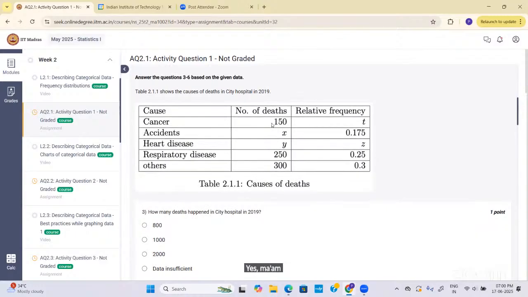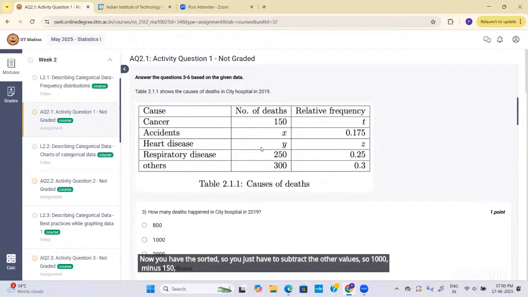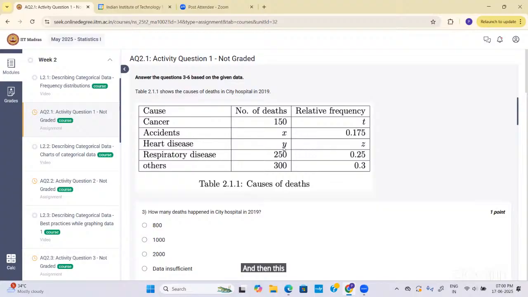Now you have this total. So you just have to subtract the other values. So 1000 minus 150 minus 250 minus 300. And then this summation of X and Y will be 300. Okay, I got it.